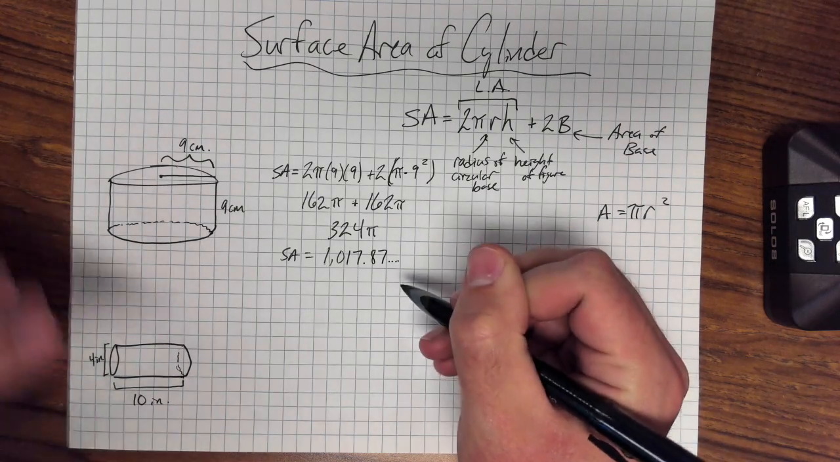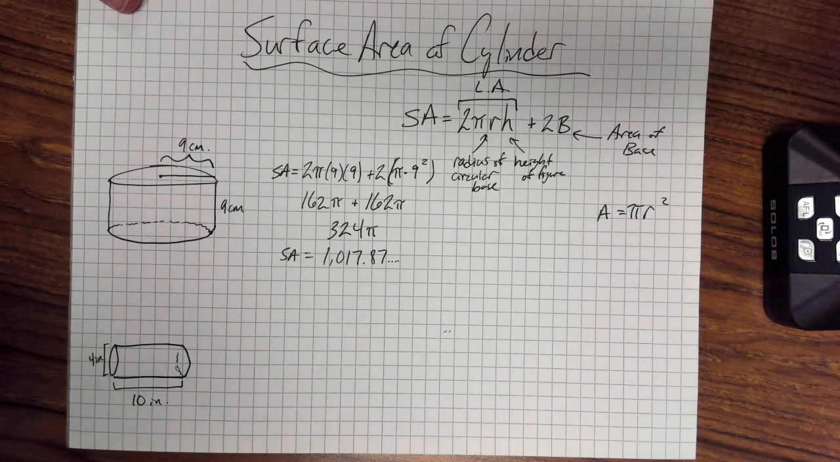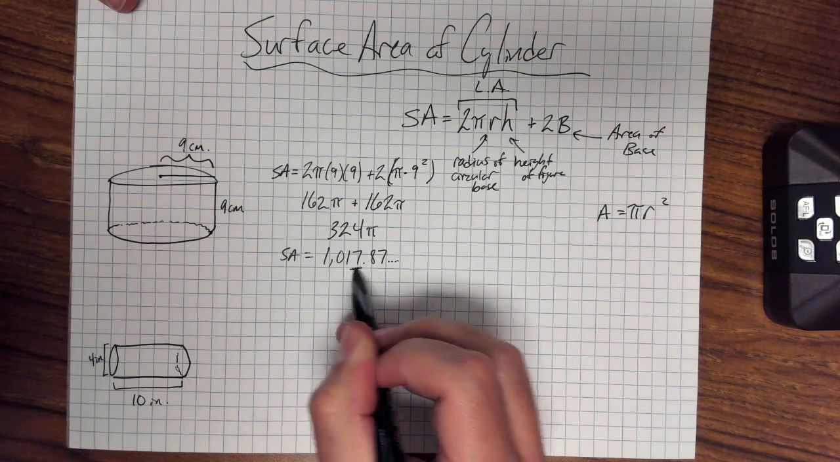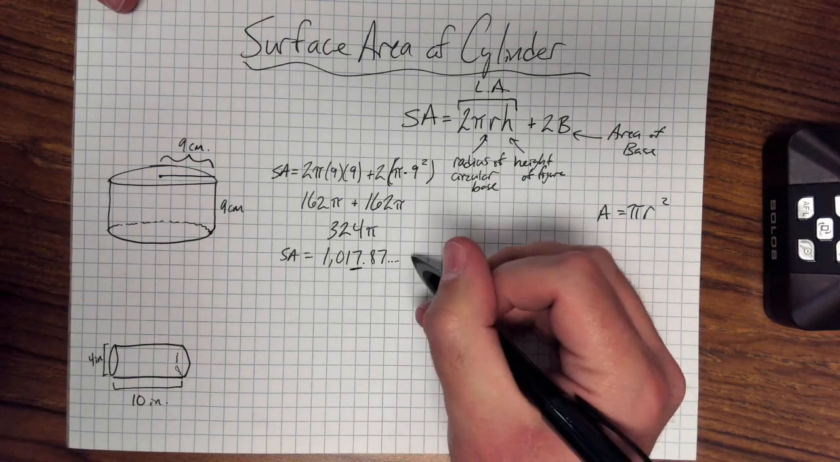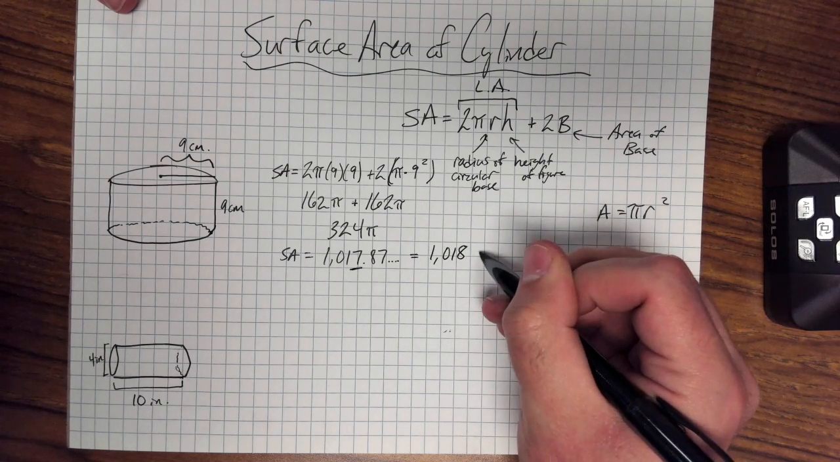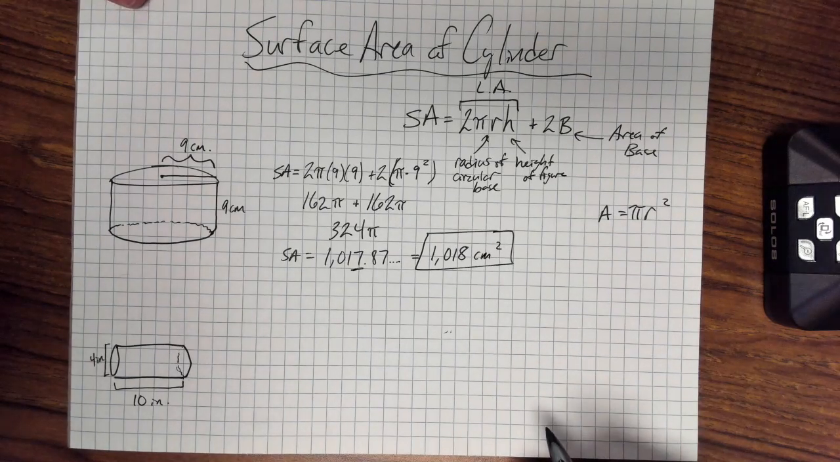1017.87, and the decimal continues. And so on your test and in everything else we've done, you're going to just round this to the nearest unit, which would be the ones place. So we're going to round that up to 1,018 square centimeters. So there's the answer to that one.